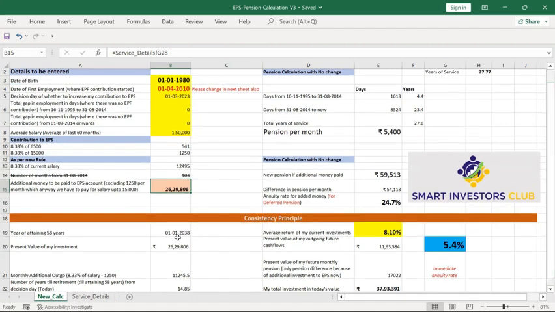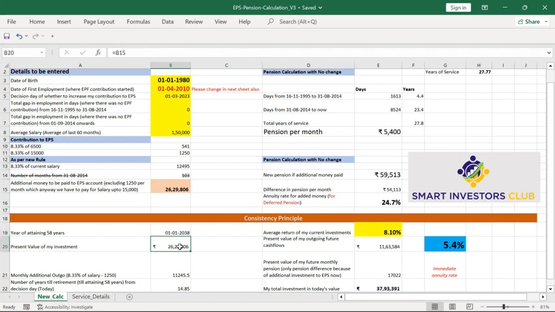And how am I calculating the year of attaining 58 years? It's just the addition of my date of birth and 58 years to that. Okay, I'll be getting to 58 years. So this Excel sheet is calculated based on assuming that we'll be retiring at the age of 58.